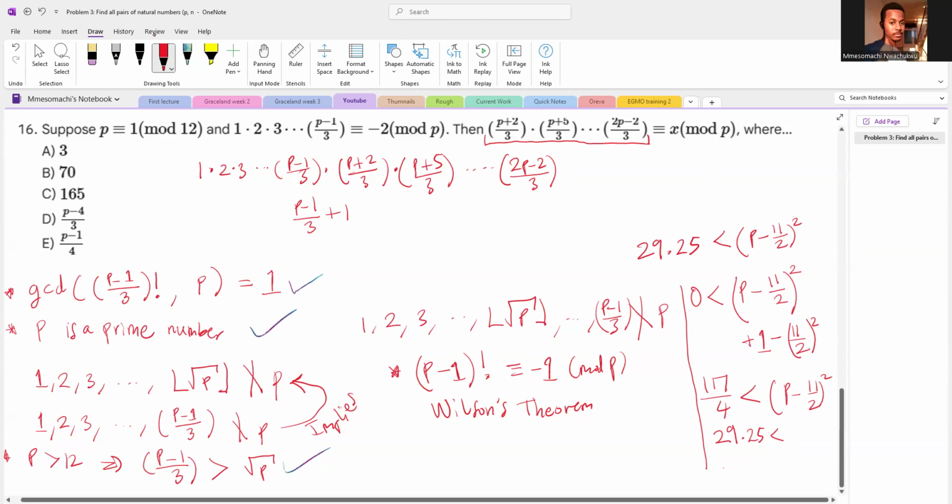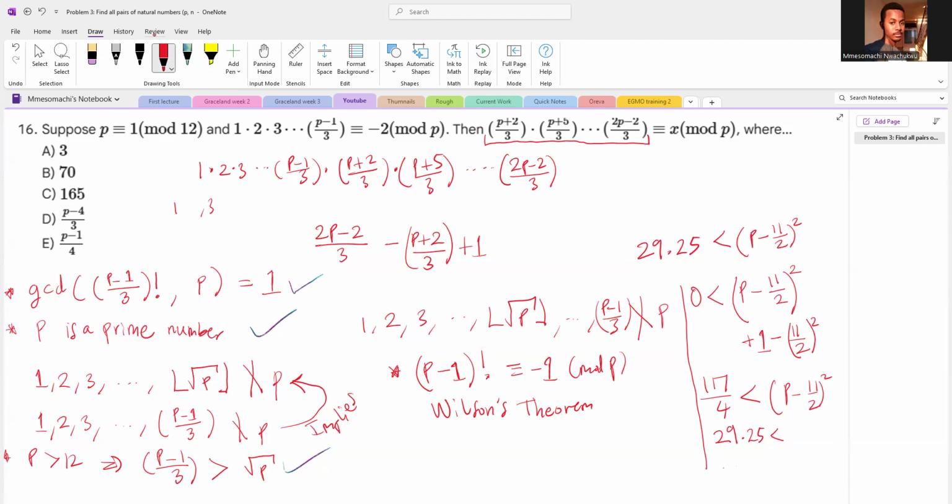How many integers are in this product here? One quick way to find that out: take (2P minus 2)/3, minus (P plus 2)/3, and then plus 1. So for instance, if you have the numbers 1, 2, 3, and I want to find the number of integers in this consecutive listing, it equals 3 minus 1 plus 1. So you're adding that plus 1 to make up for undercounting. Okay, so that's it.